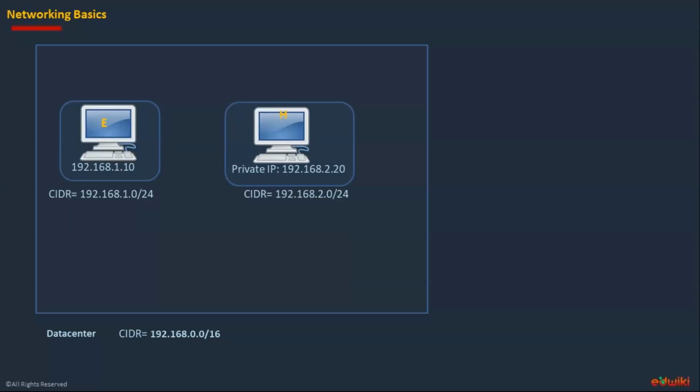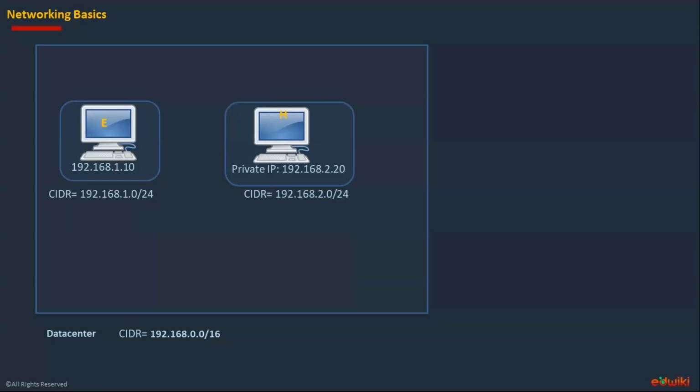Are we good with the statement? Network ID and subnetwork ID. Sometimes people also call it a net mask as well. Subnetwork ID, net mask ID, both are the same, guys. Subnetwork ID or subnet mask ID, both are the same. Just a representation difference. Even the net mask and network ID, both are the same.